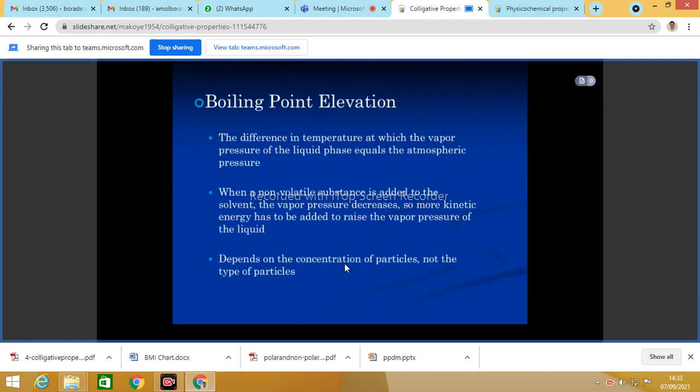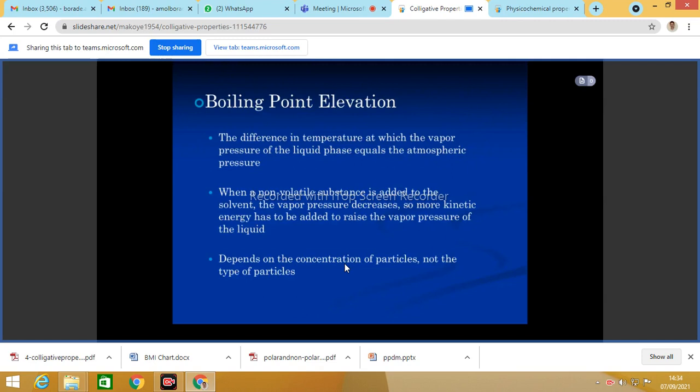When a non-volatile substance is added, we are going to explain the elevation in boiling point, which is a colligative property. For that, you need to imagine one beaker containing water and another beaker containing a salt solution or sugar solution. Two beakers are there. One is simple water, the second beaker contains a sugar solution, meaning water plus sugar.